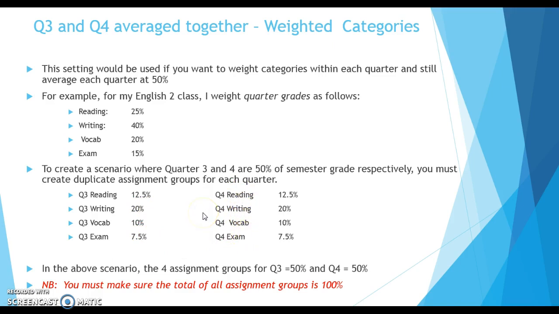So at the end of the day, it's creating a quarter 3 grade at 50% and a quarter 4 grade at 50%. When we take a snapshot here in March of the quarter 3 grade, it'll just be these assignment categories for quarter 3 that are filled in, and so therefore it'll be weighted at the full percentage.